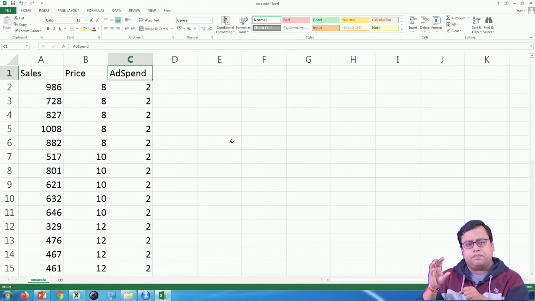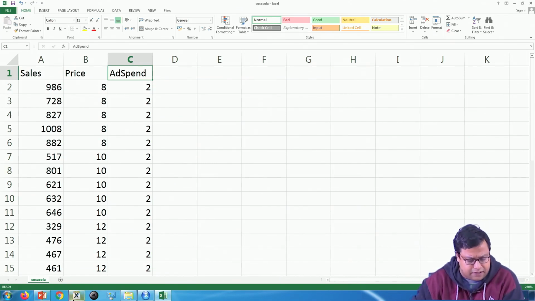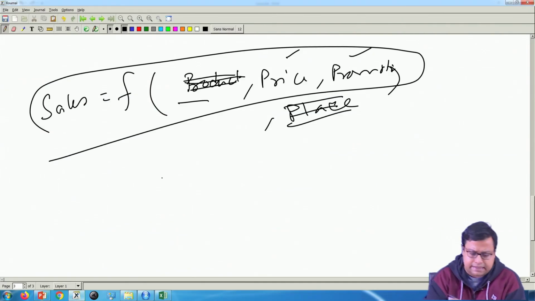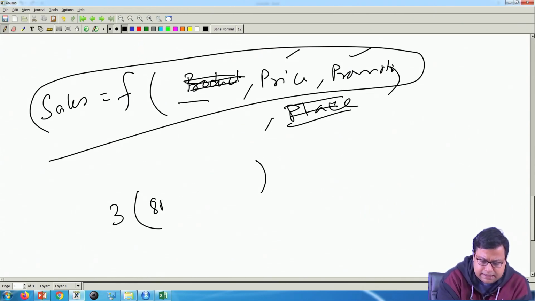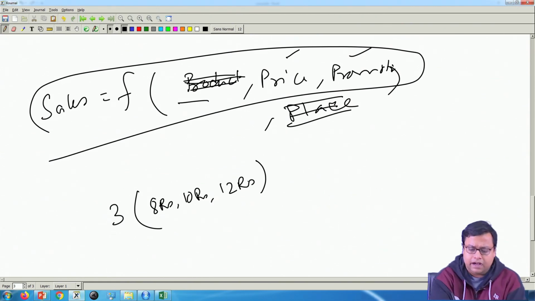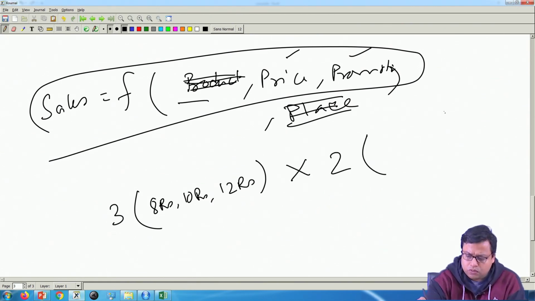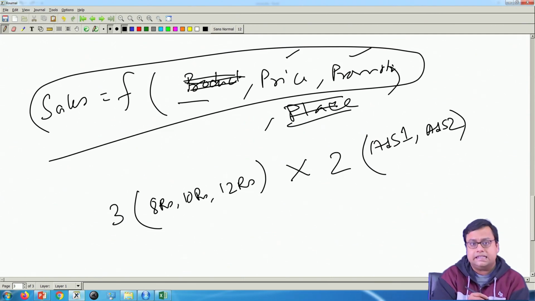This is a new product, so they have to do a certain amount of advertisement. That is why, in the normal case, what we do is that this is a classic 3 by 2 problem. You will see carefully that in this particular case there are 3 price levels, 8 rupees, 10 rupees and 12 rupees, into 2 advertisement spends, ADS 1 and ADS 2. This is the kind of orthogonal experimental design that you have created.